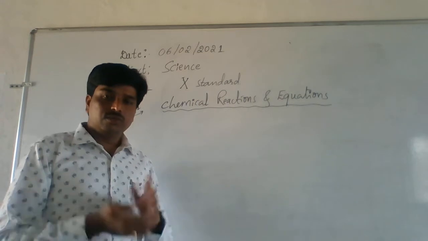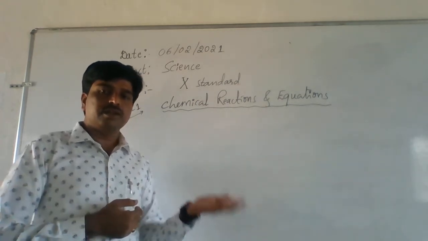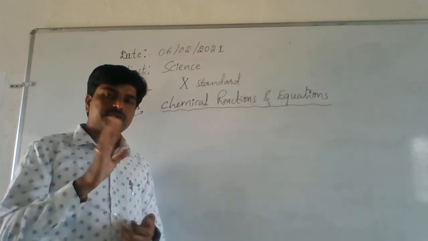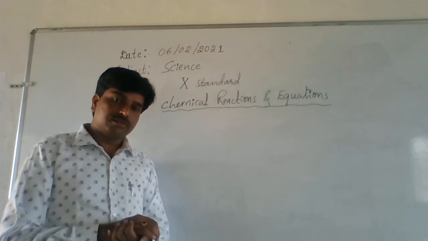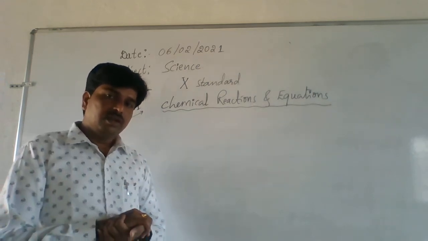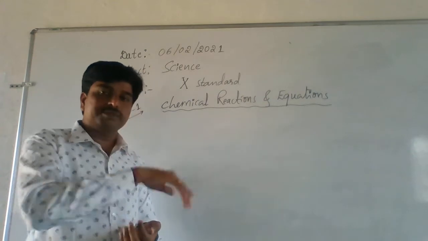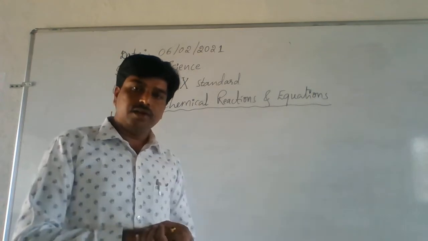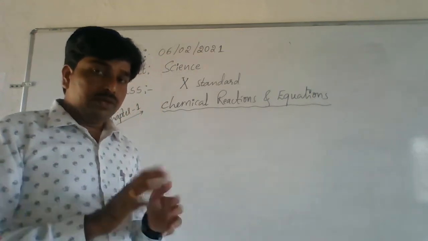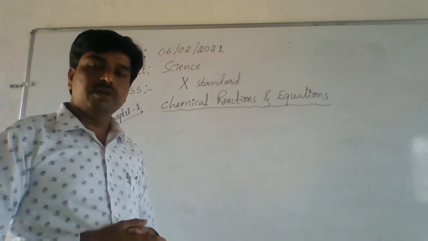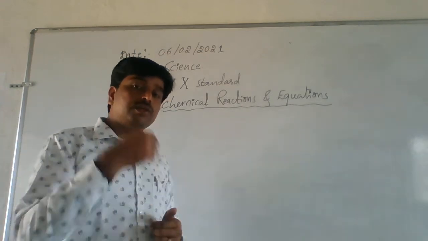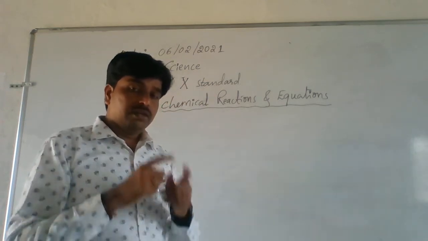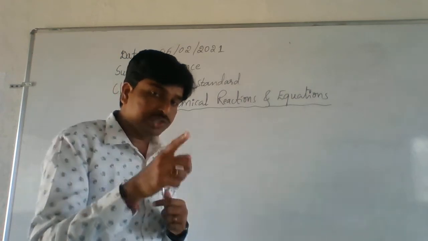How, sir? How can we classify these changes as chemical changes and physical changes? Okay, don't worry, I will explain. What is a chemical change, sir? If a change has happened in any substance or any material, and a new substance is formed with a new property, that we call a chemical change.